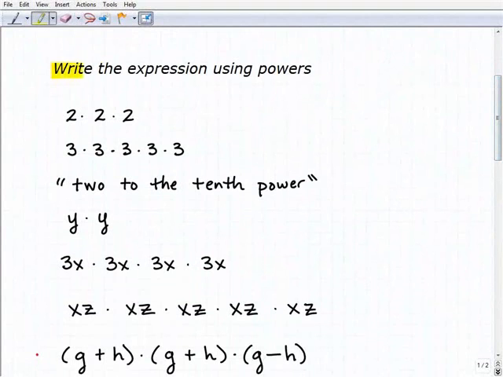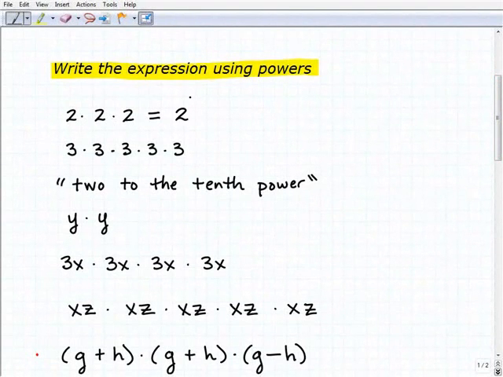And the task is we want to write the expression using powers or using power notation. All right, so here we have our first problem, which is 2 times 2 times 2. Now, what's another way of writing that? Well, we can write that as 2 cubed.